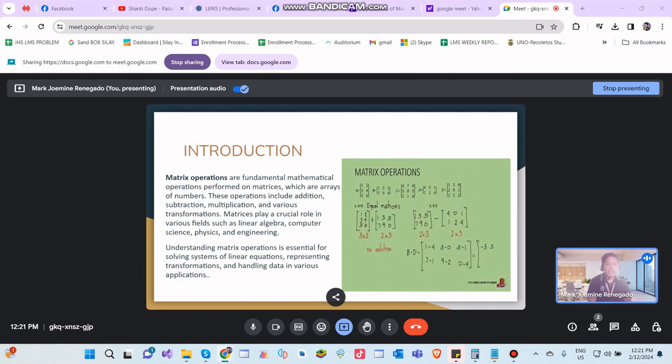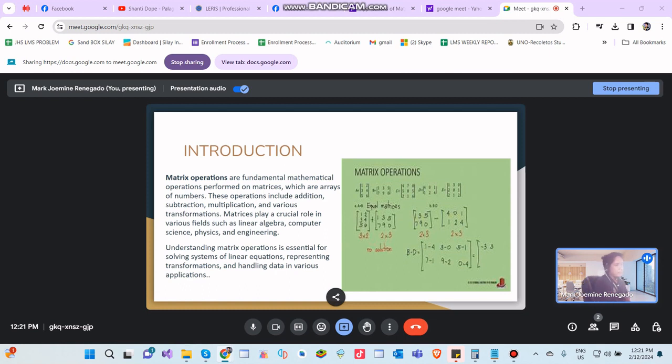Matrix operations are fundamental mathematical operations performed on matrices, which are arrays of numbers. These operations include the basic addition, subtraction, multiplication, and various transformations related to the topic. Matrices play a crucial role in various fields such as linear algebra, computer science, physics, and last but not the least, engineering.